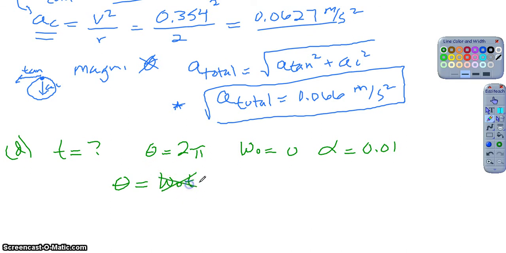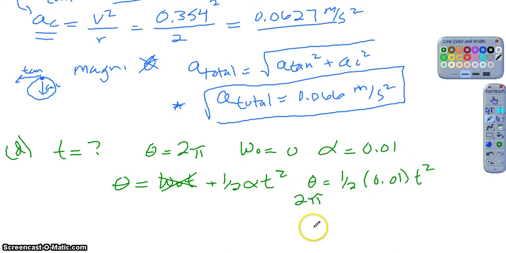Since our initial angular velocity is 0, then we just have to deal with our 1/2 αt squared. Okay, so my theta equals 1/2 times 0.01 times t squared, and again I know my theta is 2π. So then solving for t, I get that to be about 35.4 seconds.